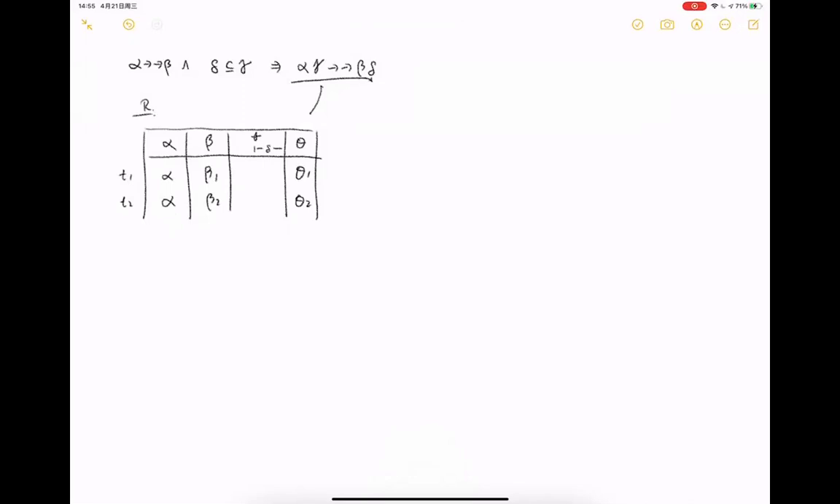So they share the same value on the left hand side. Instead, they have the same value on alpha. Also, they have the same value on gamma. If I have these two tuples, what I want is to find a tuple with the same value on alpha and gamma, but swap the value on beta, delta, and the rest of the attributes.